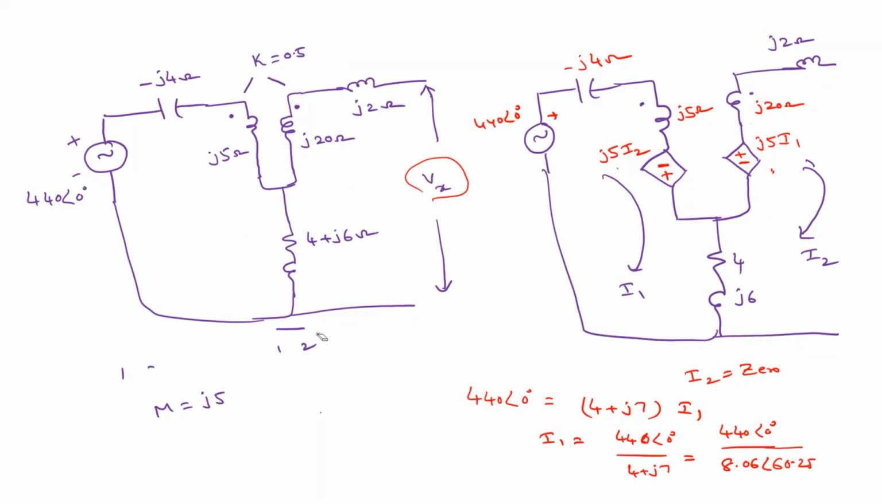I'm arranging this. What is I1? So 54.6 at an angle minus 60.25 amperes. Okay, clear? Yes, sir. Right.